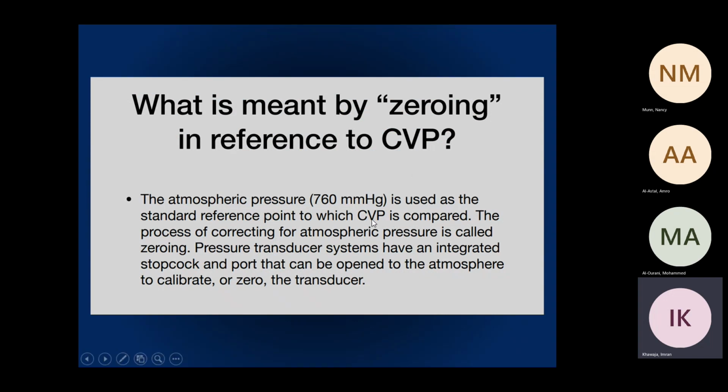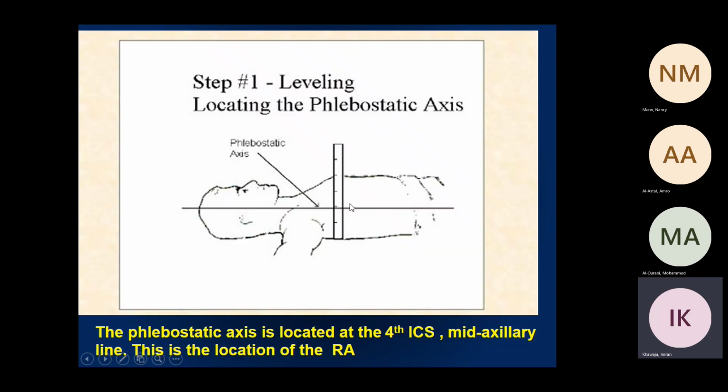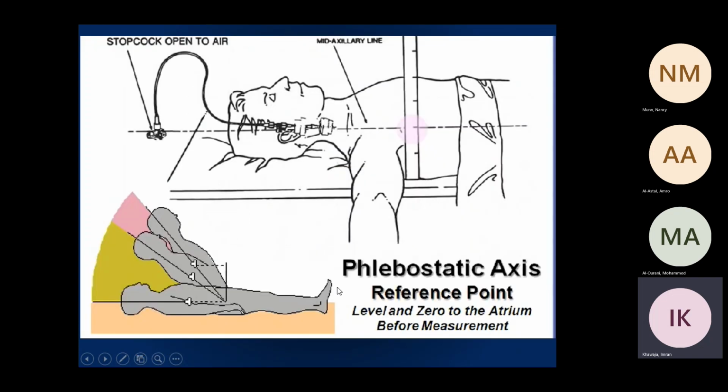Like I said, you reference your measurement to the atmospheric pressure using the stopcock. And that's, again, the phlebostatic axis, fourth intercostal space, mid-axillary line, corresponding to the right atrium. It does not change whether the patient is supine or semi-recumbent. Your reference point is the same. So that's the reference point that you use.